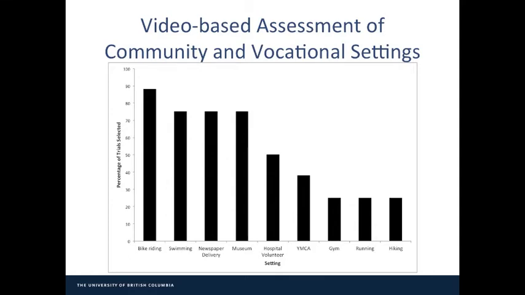This graph is set up very similarly to the other ones, and you'll see the items we assessed included bike riding, swimming, newspaper delivery, museum, hospital volunteering, his job at the YMCA, going to the gym, running, and hiking. And I asked you to look at his face, and hiking came out at the bottom of these items, of course, different activities he accesses.